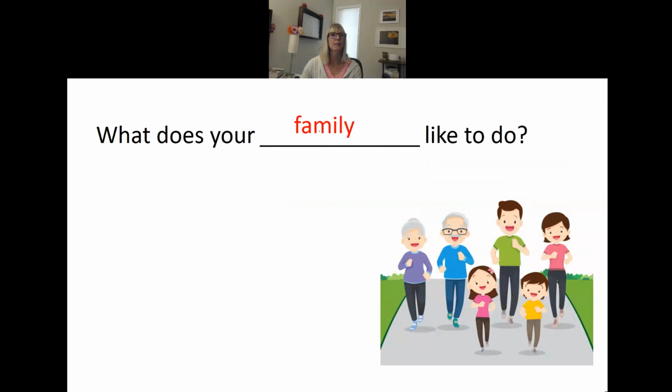What does your family like to do? Family is singular. You could say it. What does it like to do? This is one family. Family. It's a singular word.